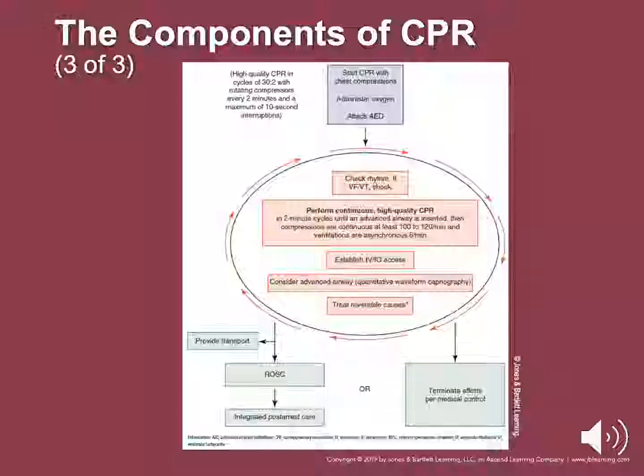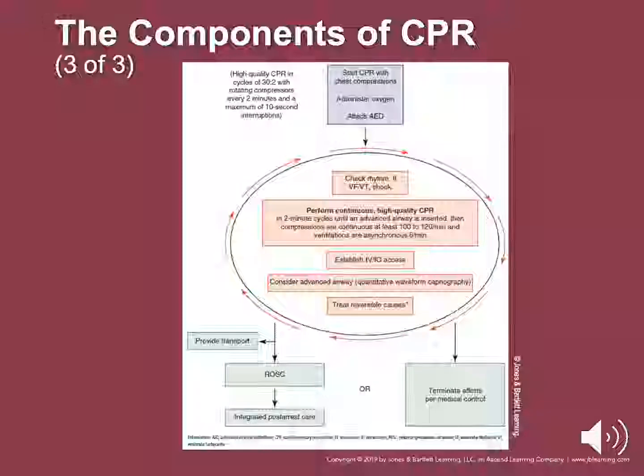If you do get ROSC back, think about that. We're going to get fluids, we're going to get the blood pressure up, and do your 12-lead if that's available in your local area. So you want to integrate post-cardiac arrest care; there may be hypothermia available, things like that. If you don't get anything back, it may be time to terminate efforts. You may need to contact medical control. Follow your local policies and procedures.